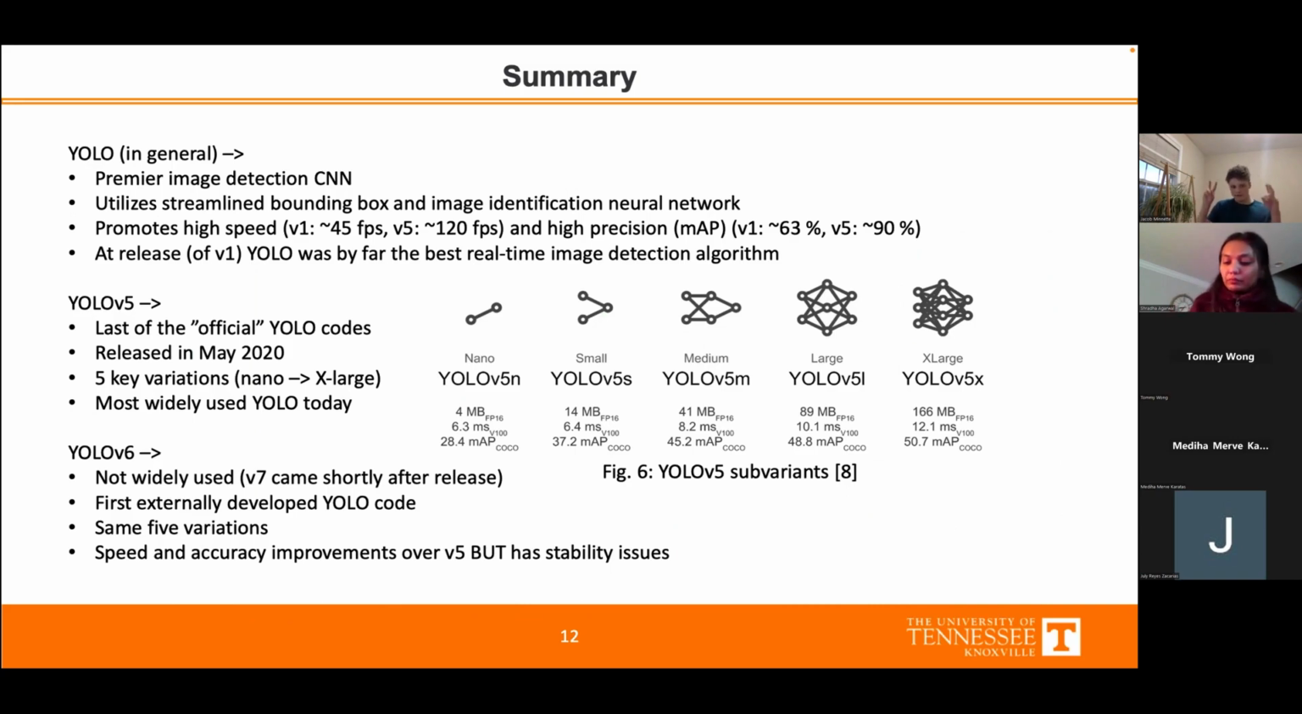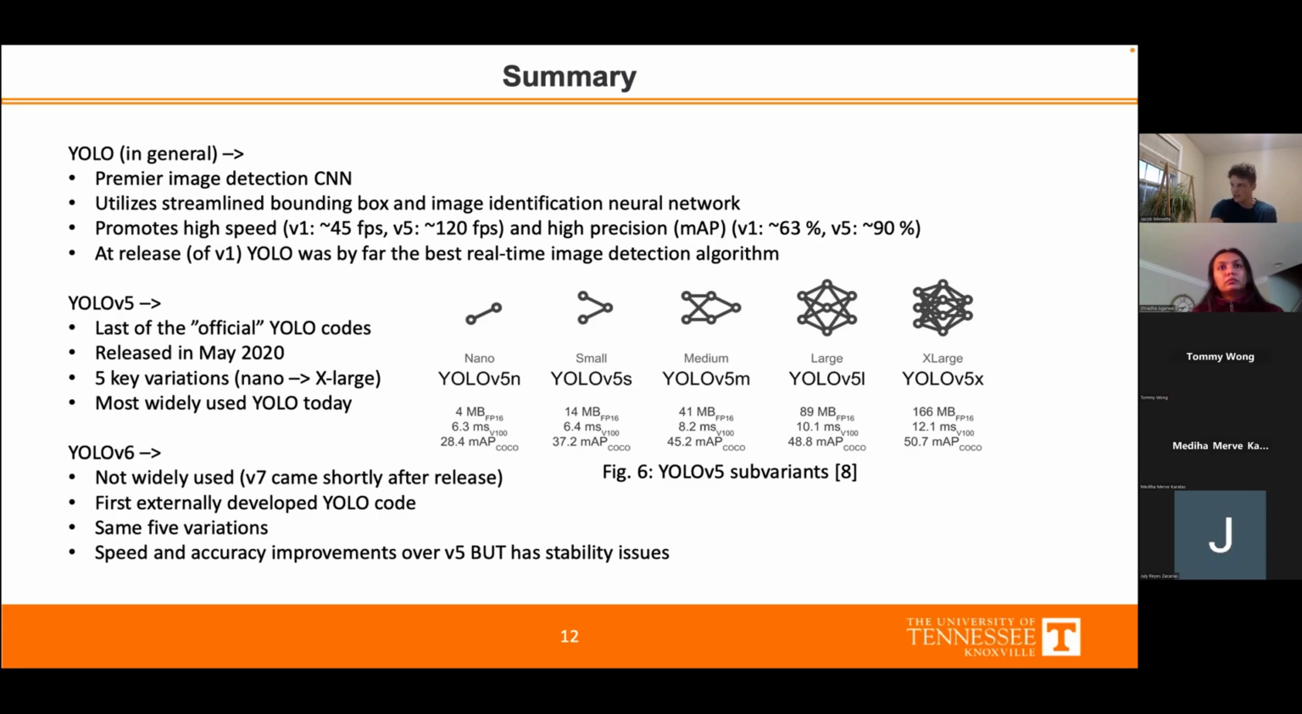There was also a fast version of YOLO V1 that could do up to 155 frames per second, just by simplifying the number of convolutional layers. This is in comparison to V5. With YOLO V5X, the largest, most complicated YOLO V5 variant, they can still perform up to 120 frames per second. In either case, you have a very high degree of precision.